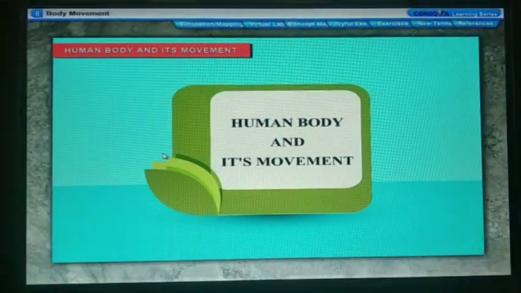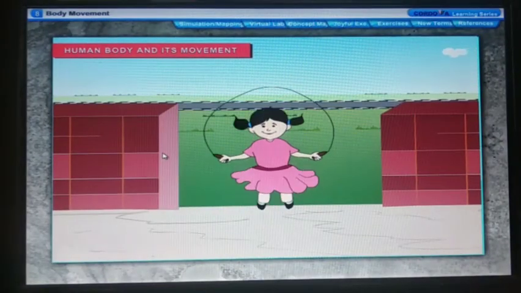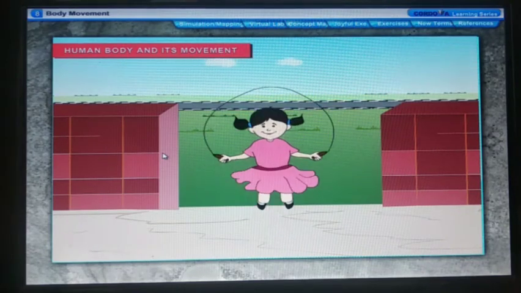Body and its movement. Let us start by finding out the movements which we make daily and then try to move the various parts of the body.